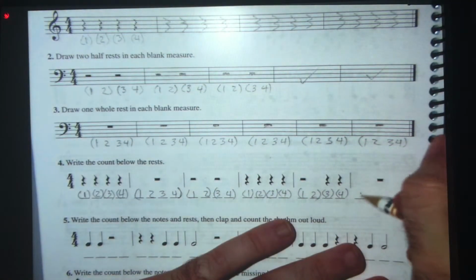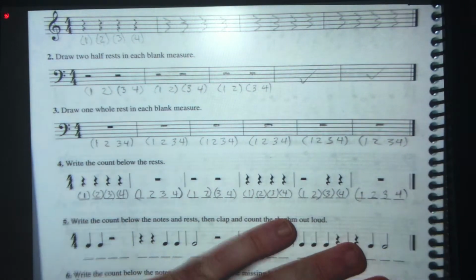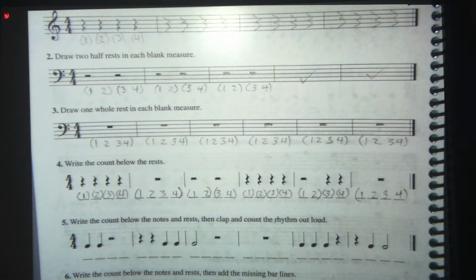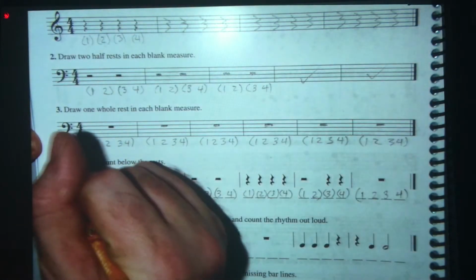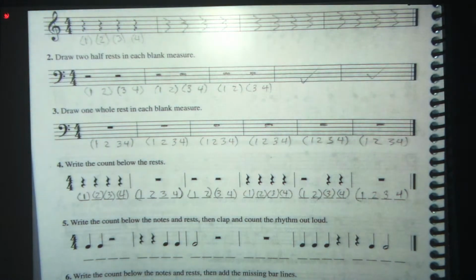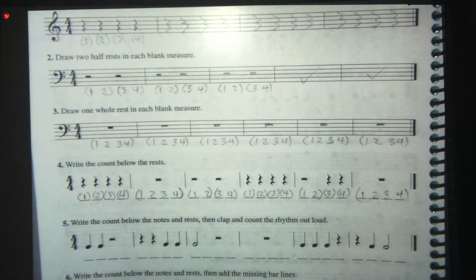One last measure here. Done. Of course, we could clap and count this, but it wouldn't sound like much of anything. We would end up putting our hands out like this. 1, 2, and 3, and we would pulse on them. So it really wouldn't sound like anything. We're going to put a check here. Got all these guys done.